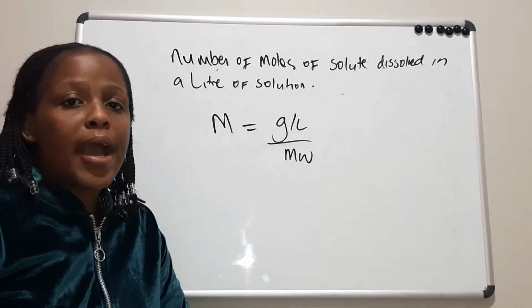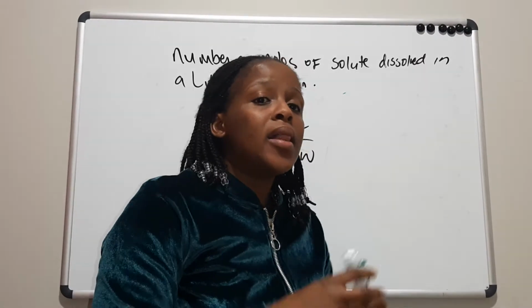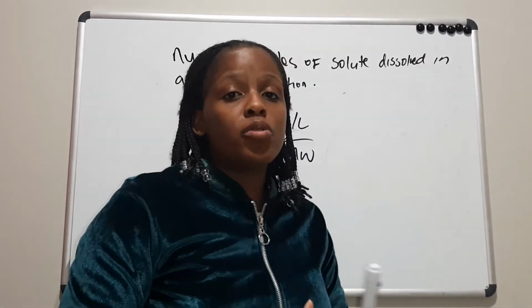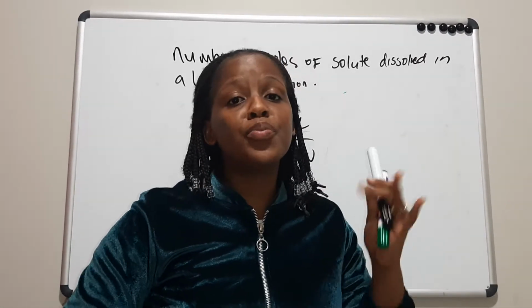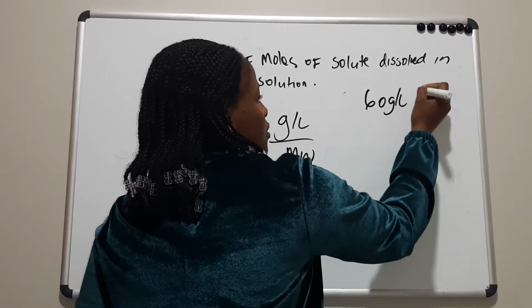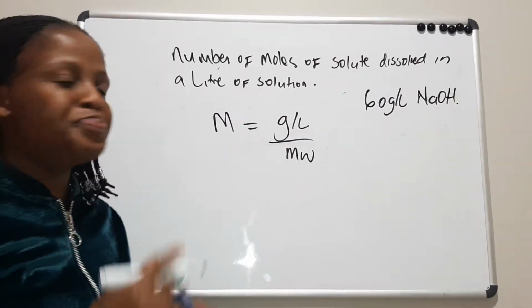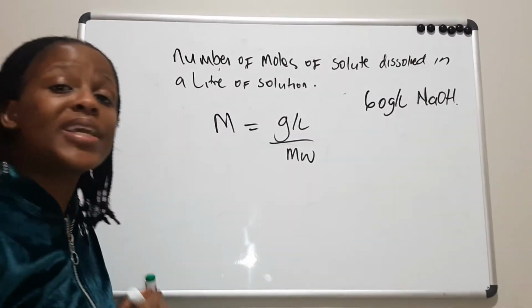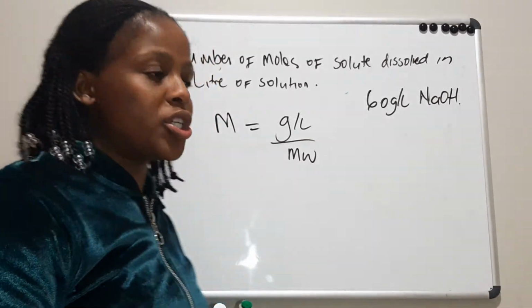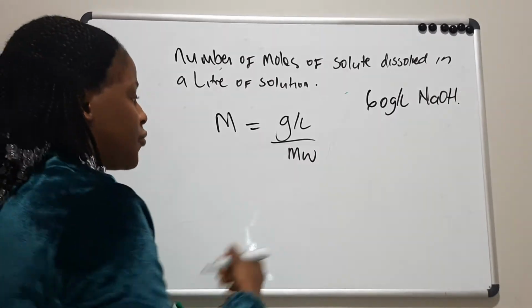Let's say we get a question that says we must calculate the molarity of a solution that contains 60 grams per liter of sodium hydroxide. Basically, that's what we are given. It's that solution. Now we need to get the molarity of this solution. So what we will do is just substitute into the formula.